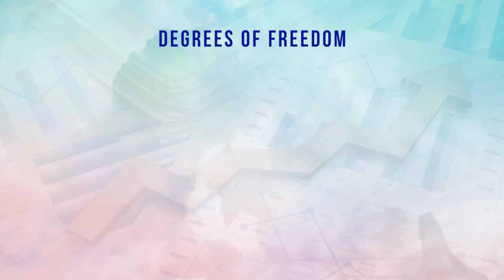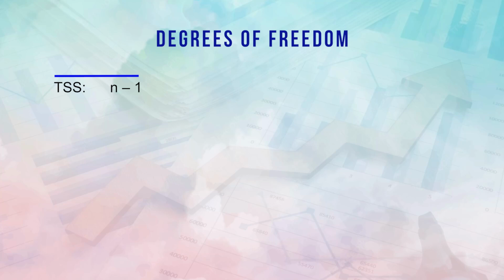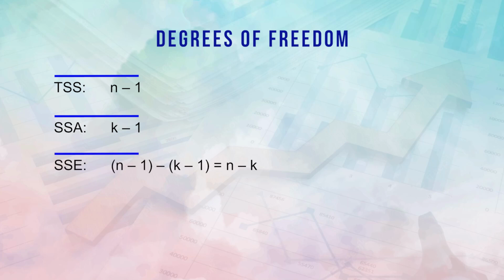Next, we come to the degrees of freedom. We have come across the notion of degrees of freedom in the chi-square distribution, the t distribution, and the F distribution we studied earlier, so we will make use of something like that here also. TSS has n minus 1 degrees of freedom. SSA, the sum of squares due to groups, has k minus 1 degrees of freedom. And SSE has n minus k degrees of freedom.